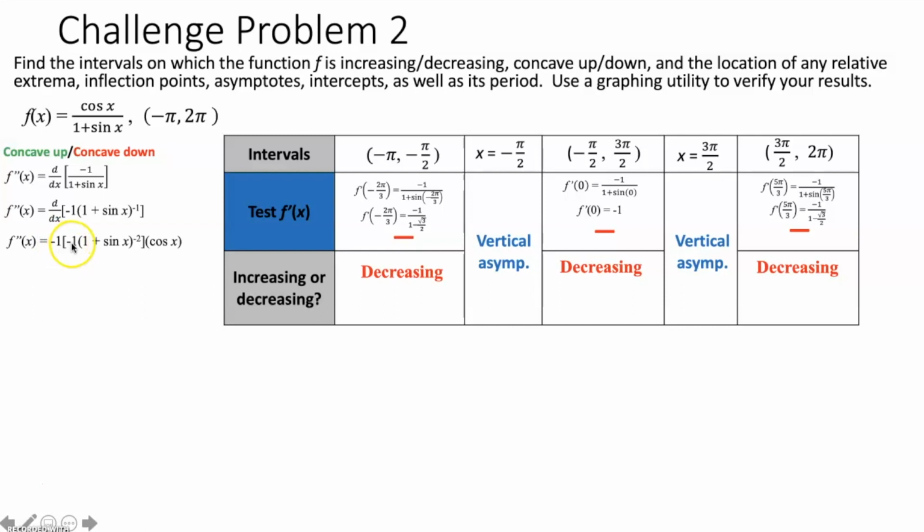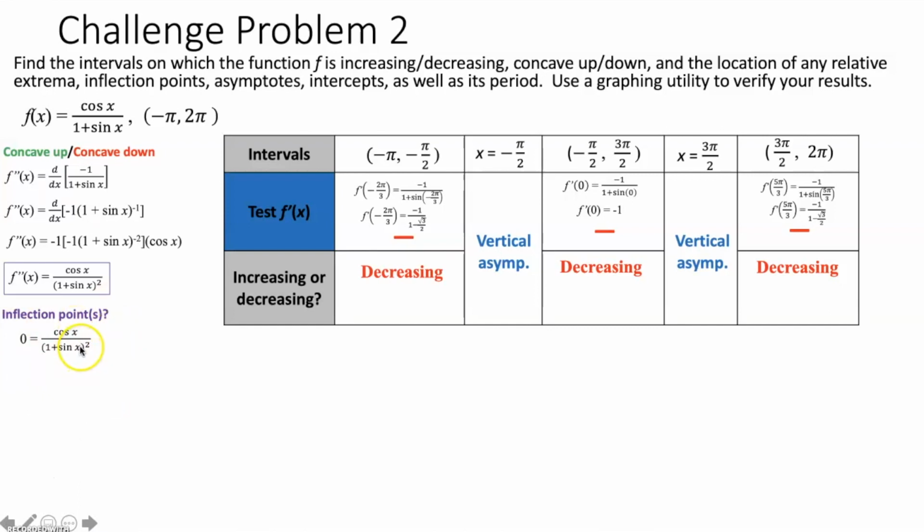Now this -1 times -1, those become a +1. This 1 plus sine of x to the negative second, I can bring down to the denominator, and I have my second derivative. Now why did I find the second derivative? Because I'm trying to figure out possible points of inflection. And those occur wherever the second derivative is either equal to 0 or does not exist. So I'm going to set this equal to 0 and solve for x.